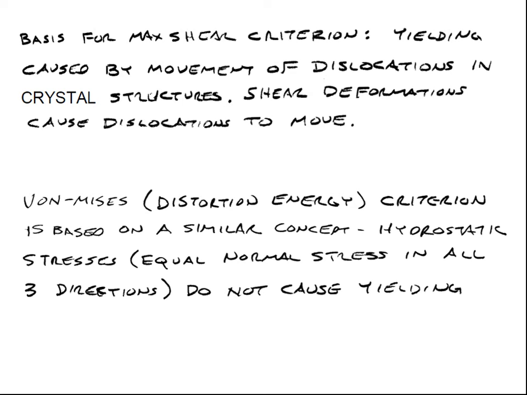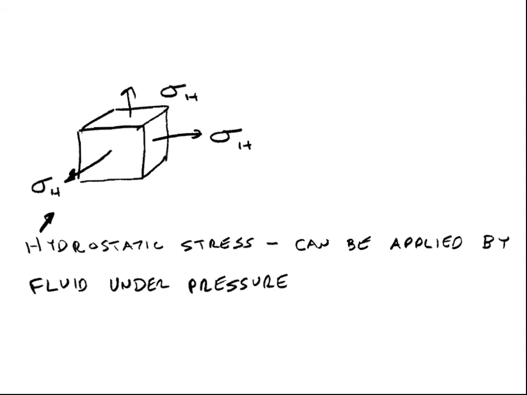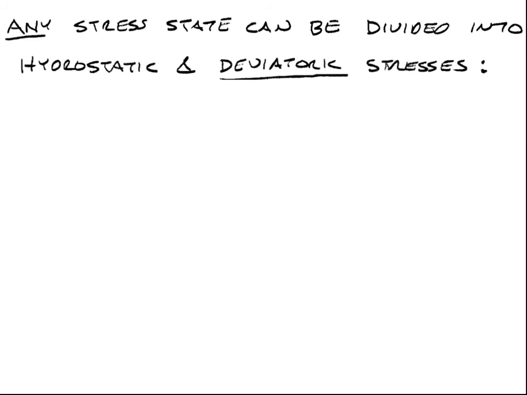What the von Mises criterion is based on is the observation that if we have hydrostatic stresses, so equal stresses in all 3 directions and no shear, that doesn't cause yielding. Just like if we took a block of material and put it underwater and took it to a great depth such that, again, all the stresses are the same in all 3 directions, that doesn't cause yielding. Now, furthermore, we can say that any stress state that we encounter, we can divide up into a hydrostatic component and the rest of it. And the rest of it is called the deviatoric stress, or sometimes called the stress deviator.